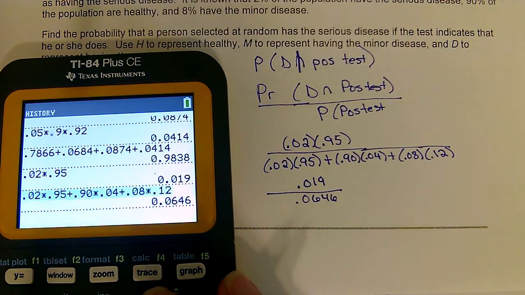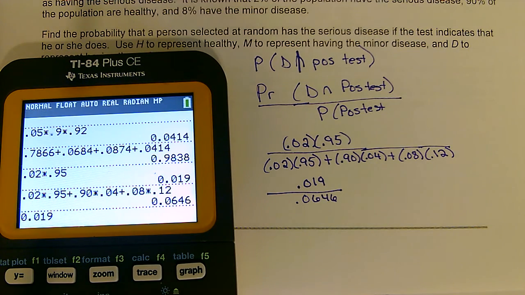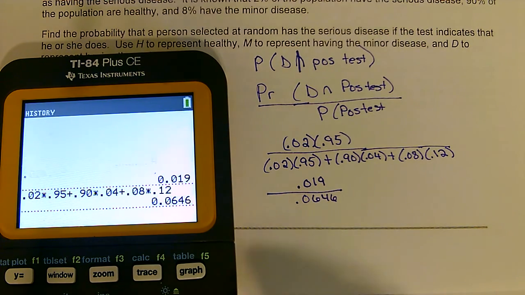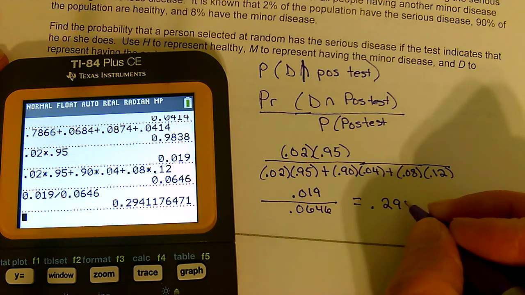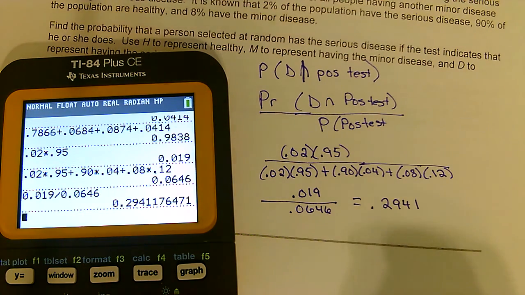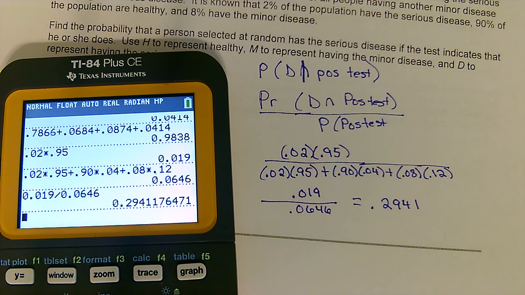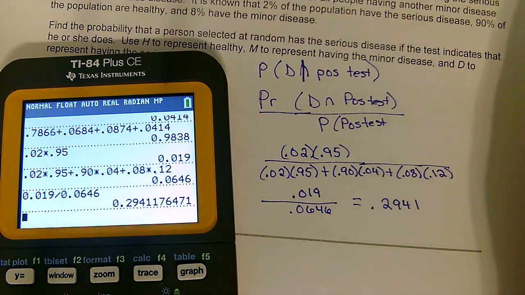So I'm going to take 0.019 divided by 0.0646, which is 0.2941. So if we pick somebody at random and they tested positive, there's only a 29% probability that that person actually has the disease. Interesting.